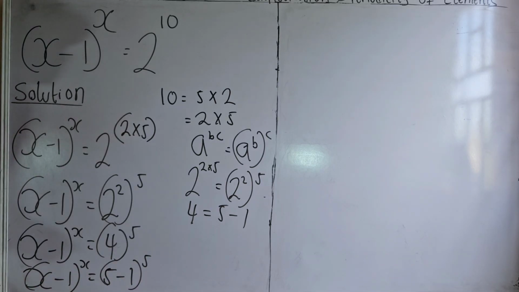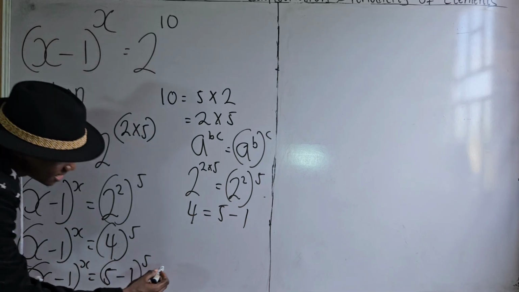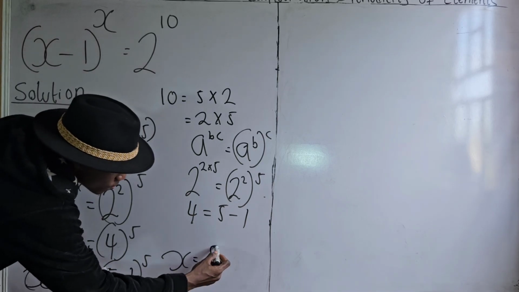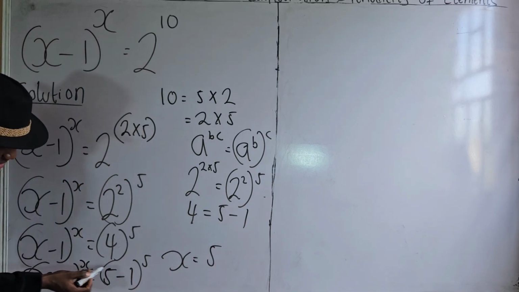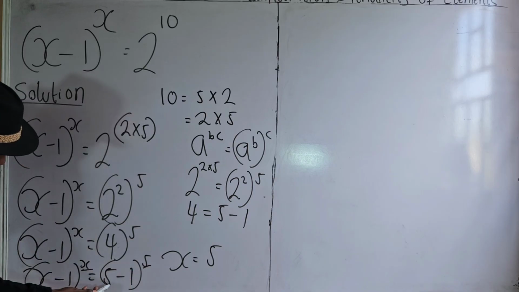If you compare both sides of this equation, you will observe that x is obviously equal to 5, because x is 5 here, and also x is 5 here.